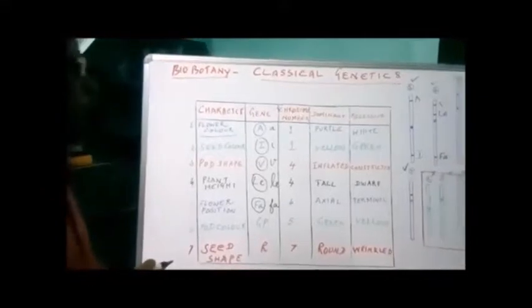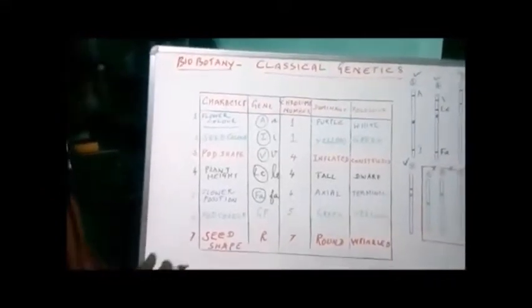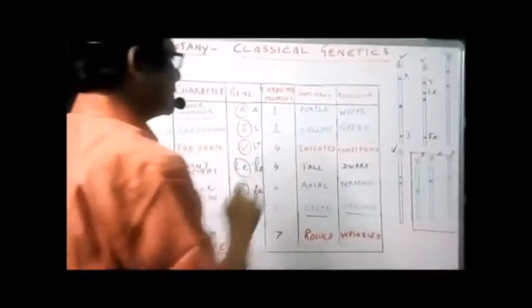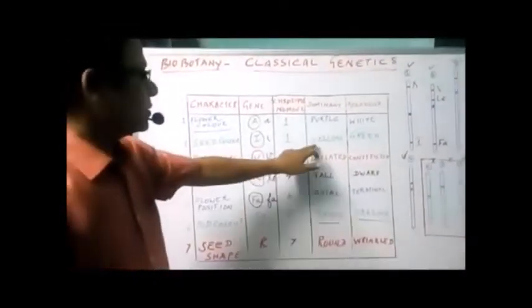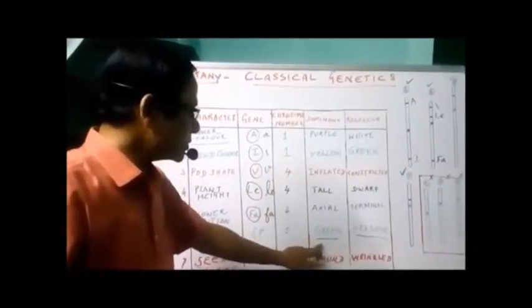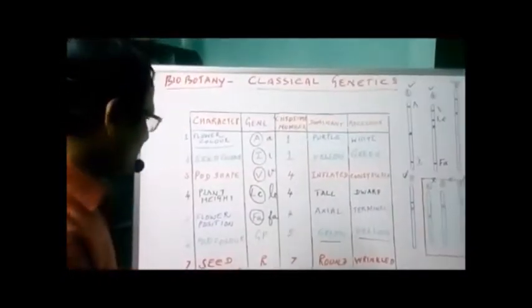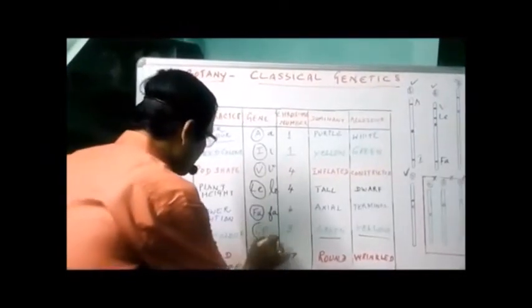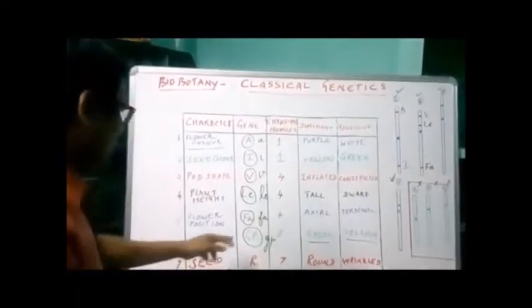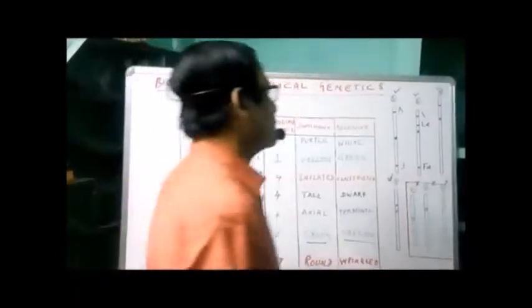Now coming to the next one, pod color, that is a fruit color. So we have two types. One is green, another one is yellow. Unlike the seed color, where yellow is dominant over green, here the green color pod is dominant over yellow. So it is produced by the gene GB, and this is a recessive gene. Now the gene for pod color is present in chromosome number 5.